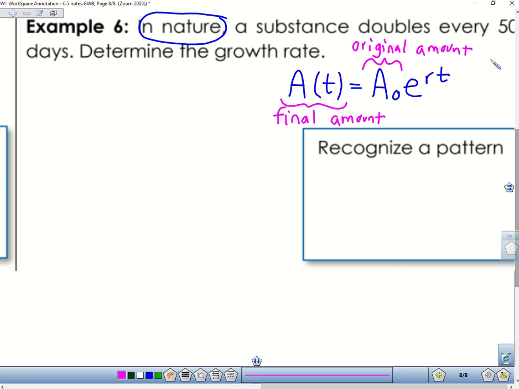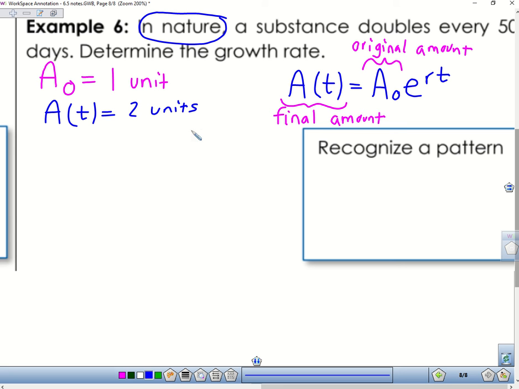They're not telling us how much of the substance we're starting with. We can pick that amount, okay? We usually want to pick the easiest value. Let's say we start with 1 unit of the substance, okay? And if it's doubling every 50 days, well, we're trying to figure out the rate, so what's the final amount going to be if we double that? If we double 1 unit, it's going to be 2 units. So that's going to be your end result. That's really just how you have to think about it. What did we start with and what did we end up with to double it?